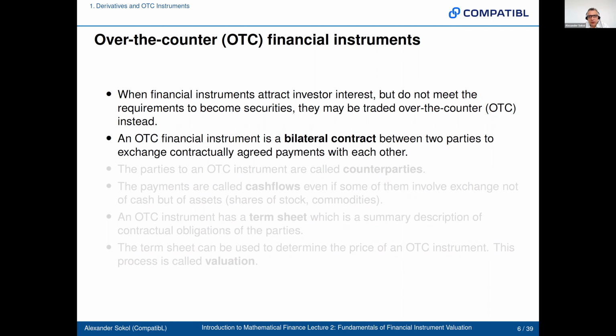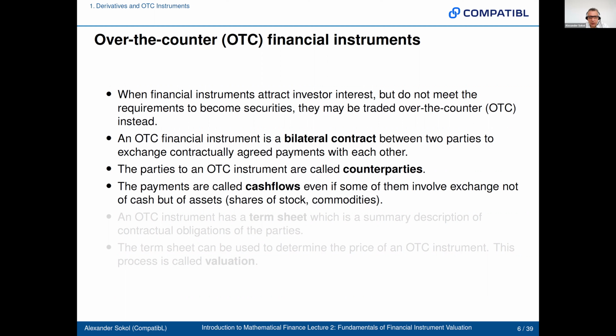So an over-the-counter financial instrument is a bilateral contract between two parties to exchange contractually agreed payments with each other, right? So the parties to an OTC instrument are called counterparties, and the payments are called cash flows, even if some of them involve exchange of something other than cash, like, for example, shares of stock or a commodity. Sometimes they're called asset flows, but just cash flows is more common.